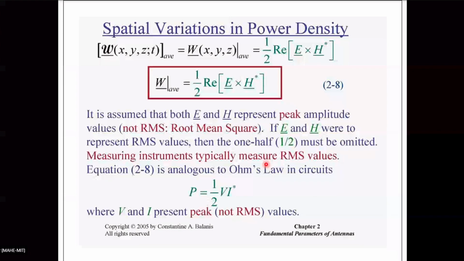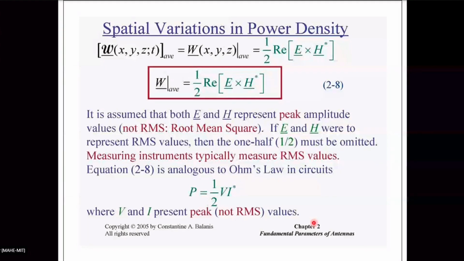Measuring instruments typically measure RMS values. The equation is analogous to Ohm's law, P is equal to half into V I, where V and I represent peak, not RMS values. So if you are representing E and H by their peak values, then you have to introduce this half. If you are representing E and H by RMS values, then this half need not be there. Have you understood?